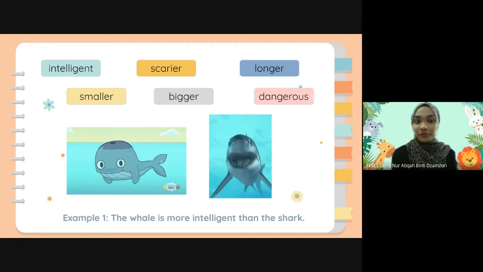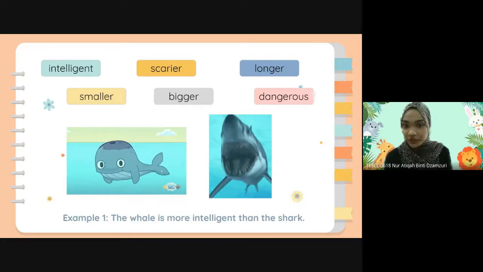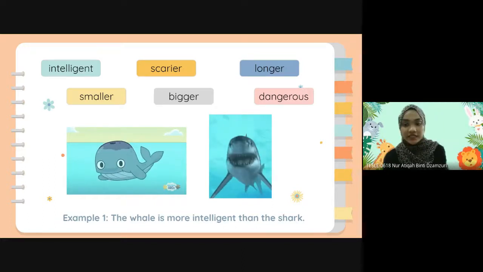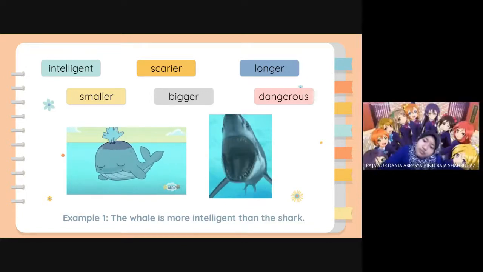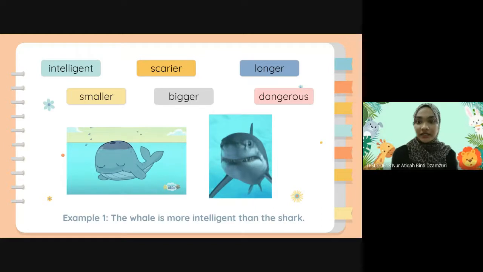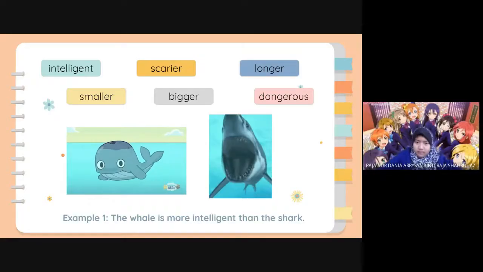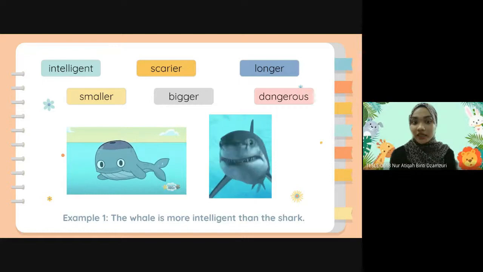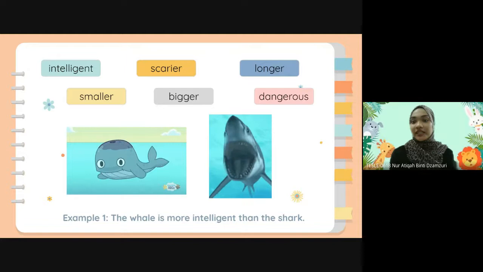The whale is smaller than the shark. Very good. Okay, and then number two, Raja Dania tadi. Yes, teacher. Okay. Read your answer. The shark is more dangerous than the whale. Well done. Okay, number three.